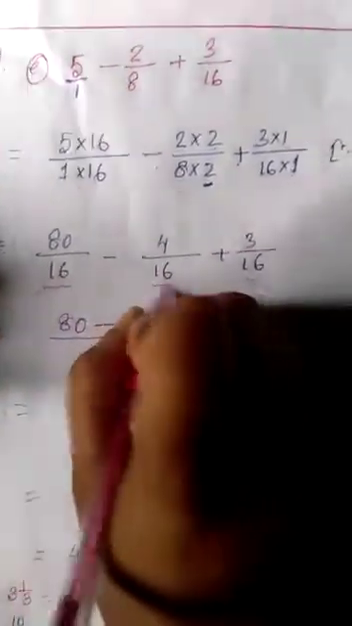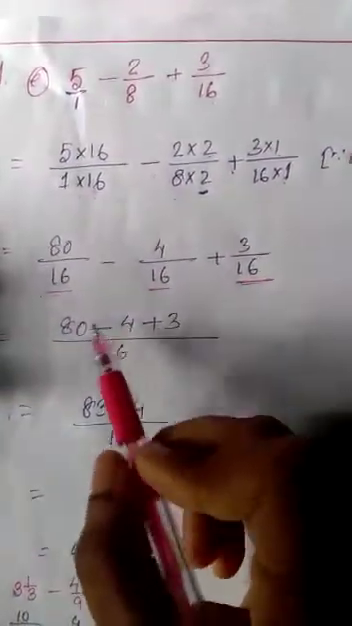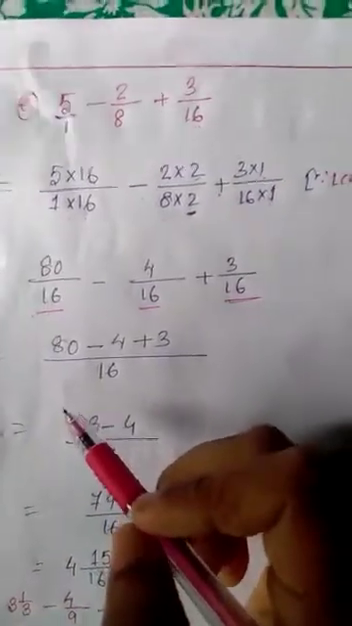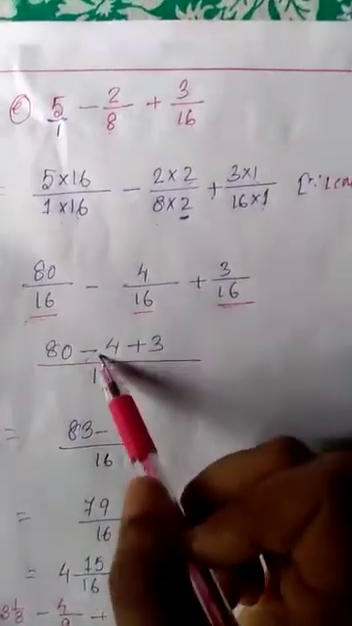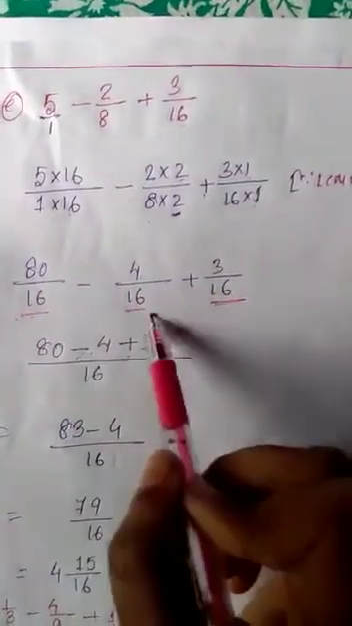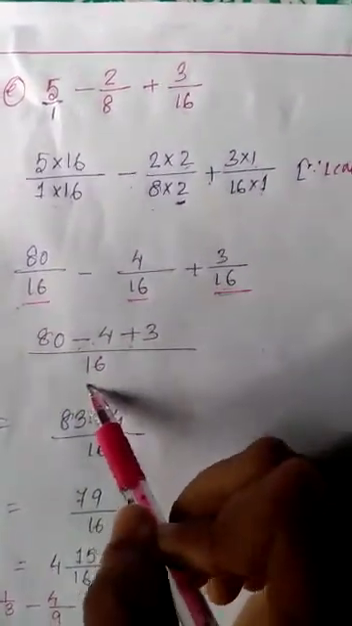So you have also 16, 16, 16, so all are equivalent like fractions. Now we can add also, subtract also very quickly. So 80 minus 4 and this plus 3, and as we have to take this 16 common denominator, we have done.